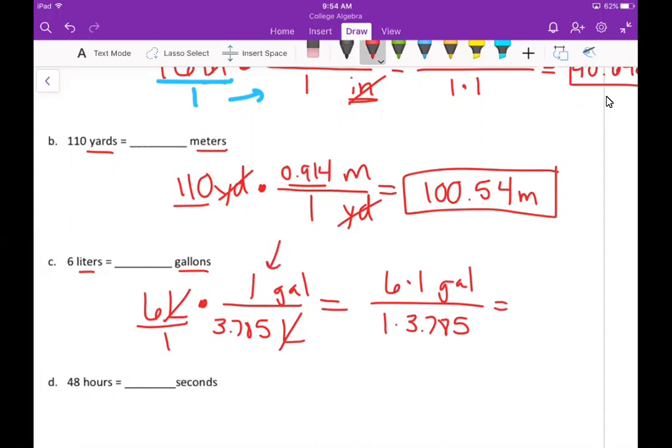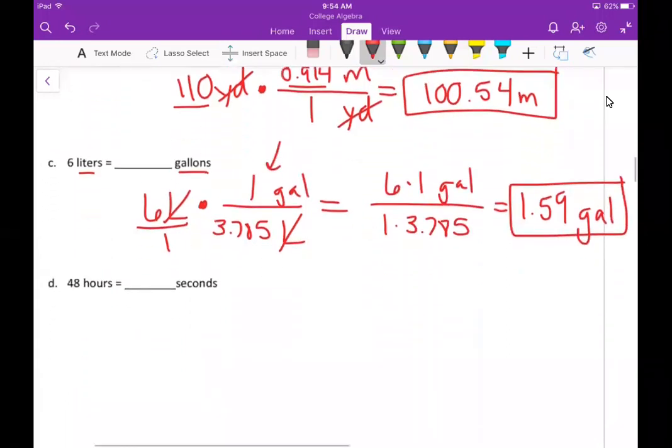It will always answer that question of, do I multiply by that number in the conversion or do I divide by it? So if you take that division and round to the nearest hundredth, you should get about 1.59 gallons. And we're done.